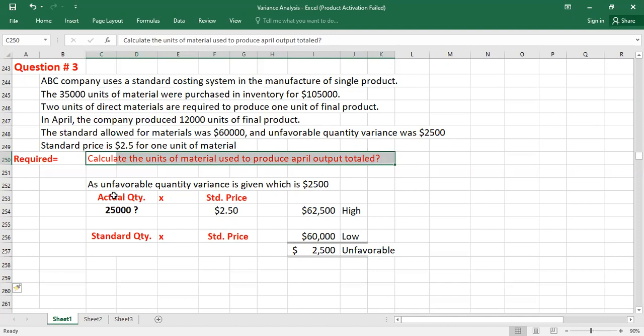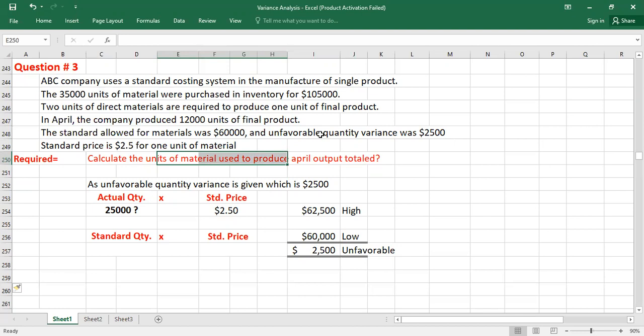So we will write two lines. It's really important, guys. Sorry, not the quantity variance. You are not required to calculate the quantity variance. You are required to calculate the material used to produce. Like you have to calculate the actual quantity of material which we used to produce the product. So now how can we work? Please listen to me carefully, it's really important.